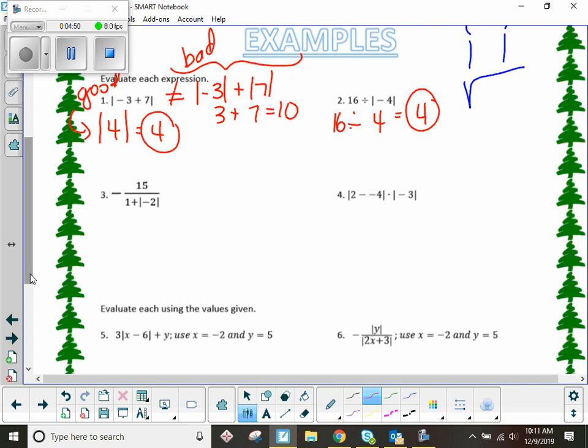In step 2, you're only doing absolute values. So I'm going to keep the 15 up there. I'm not doing anything with that. I'm going to keep the 1 plus on the bottom. That's not changing yet. I'm only doing absolute value.